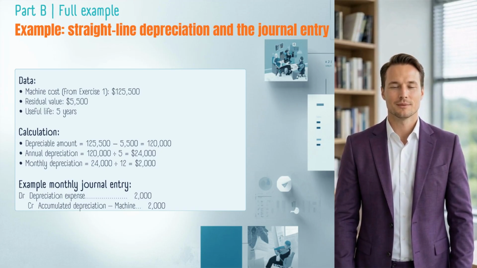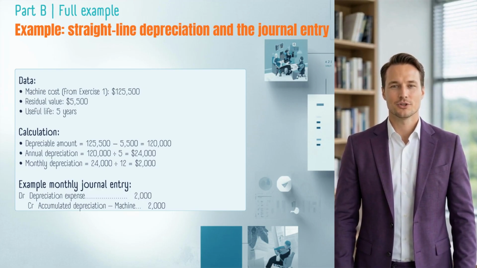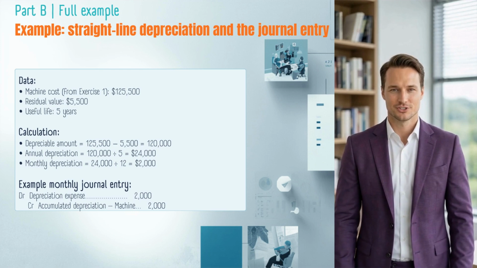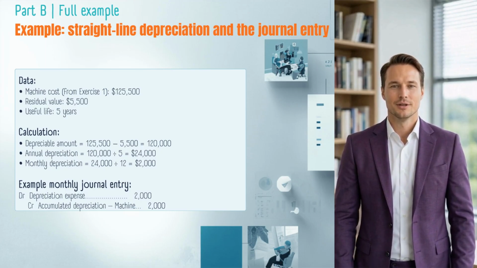Once we know the monthly amount, we can prepare the journal entry. We debit depreciation expense and credit accumulated depreciation for the same amount. This is a classic periodic entry. Notice that the asset account itself usually remains unchanged after initial recognition, while the accumulated depreciation account grows over time. A practical tip is to say the logic out loud. Cost less residual value divided by useful life, then divided by 12 if needed.